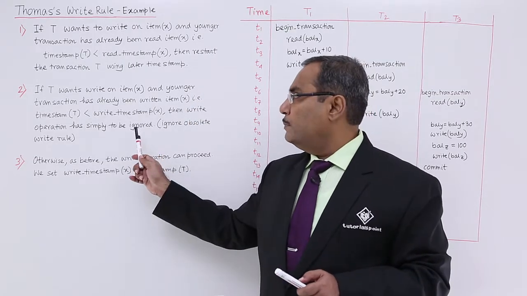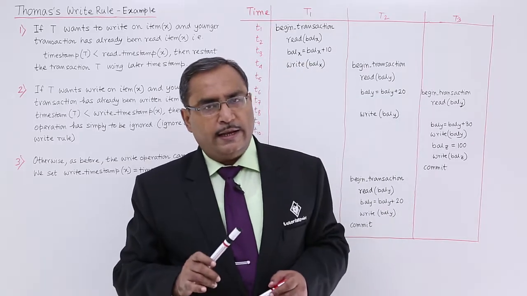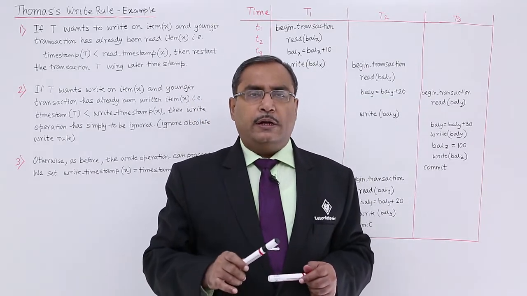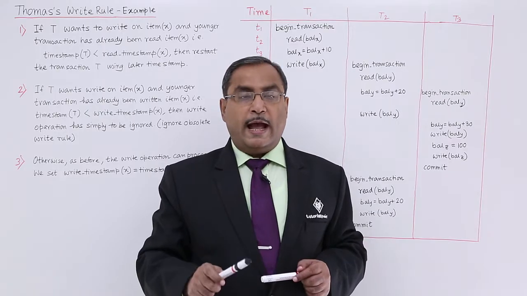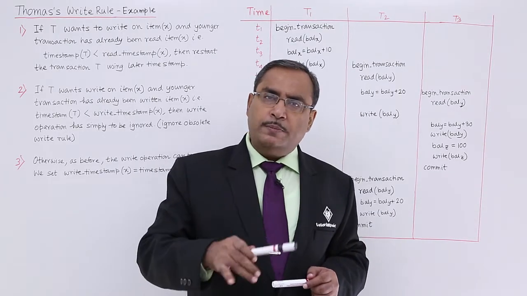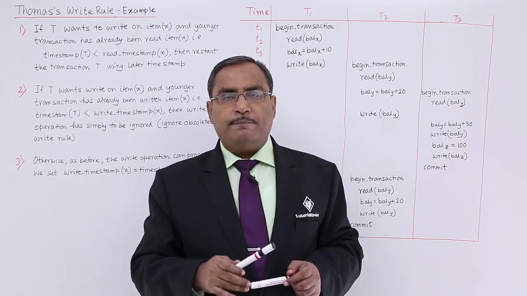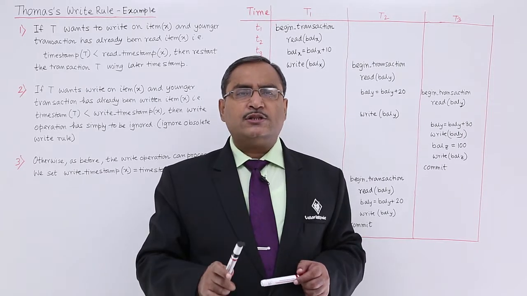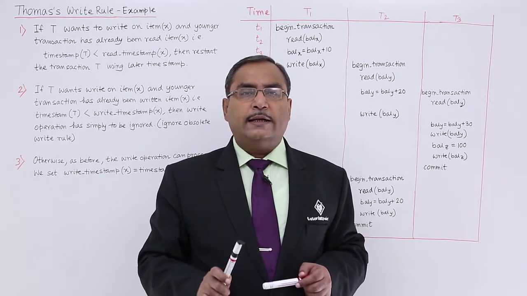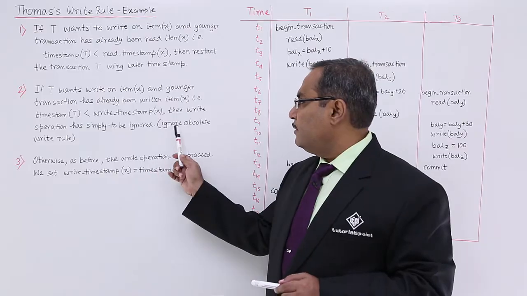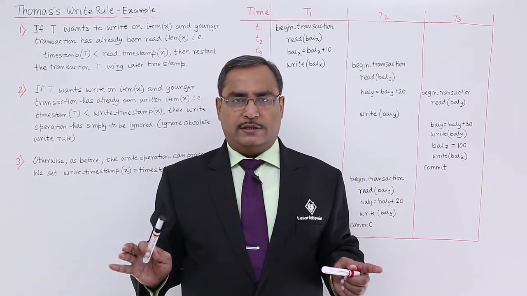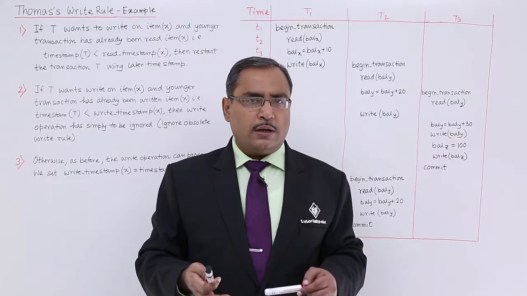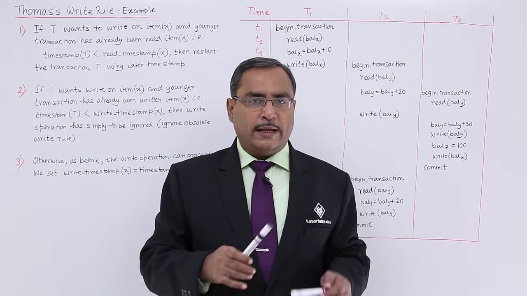Now what about rule number 2? Rule number 2 says that whenever a particular transaction is trying to write something on a data item and a younger transaction has already written on the data item, then the older transaction has to be cancelled out, and that is known as the ignore obsolete write rule. That means there is no need to execute the older transaction.